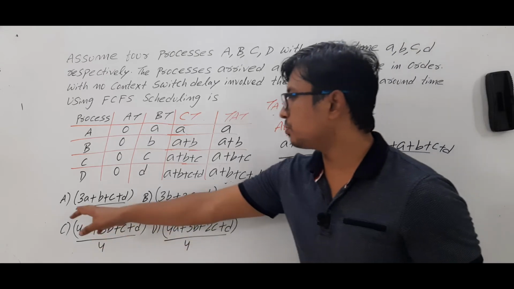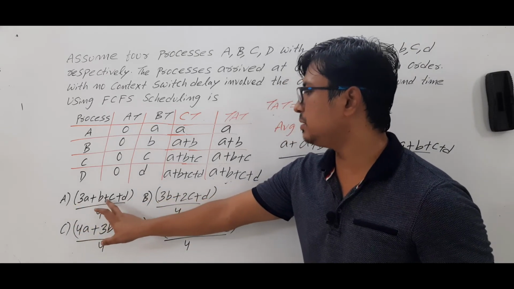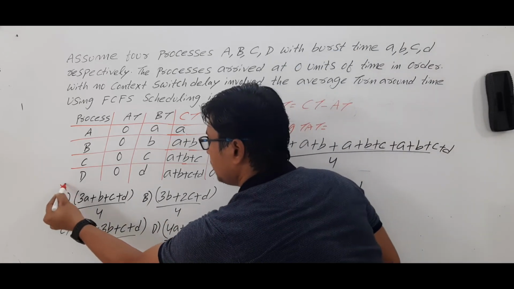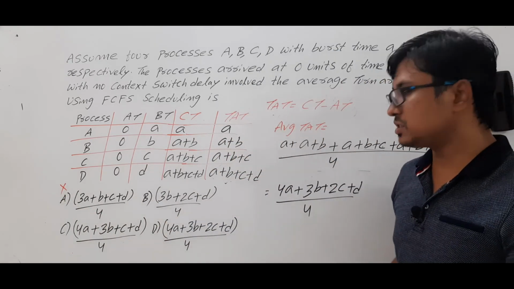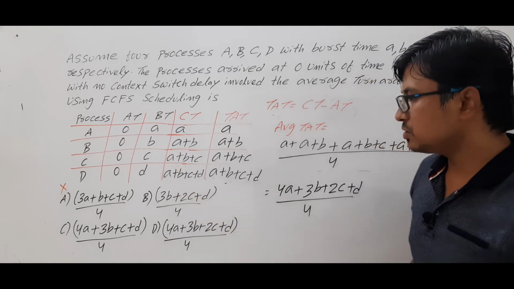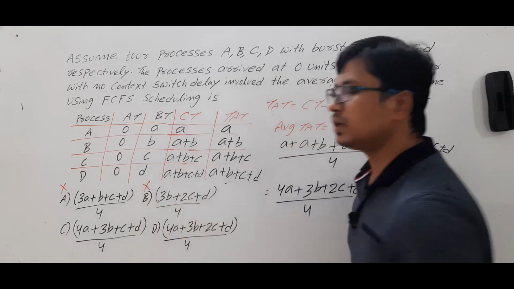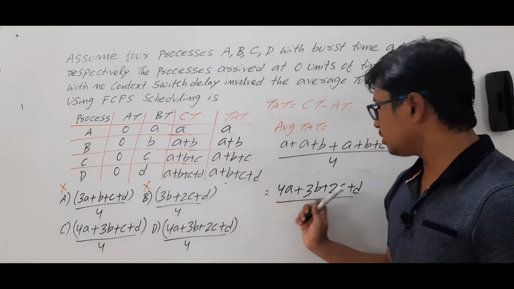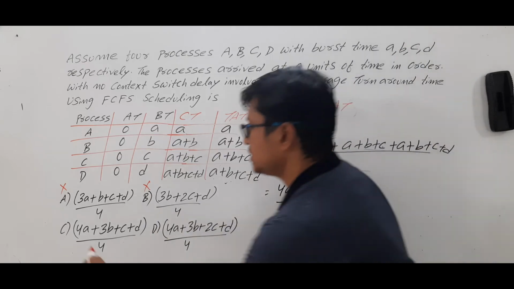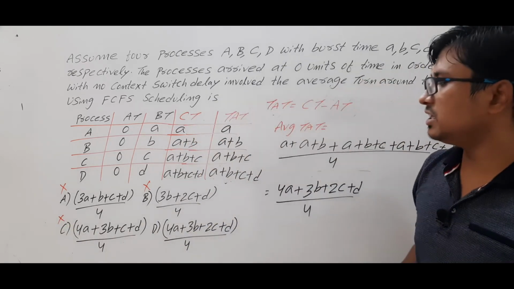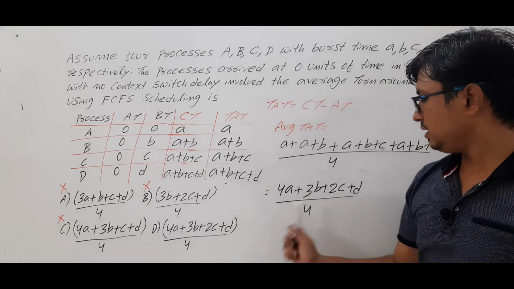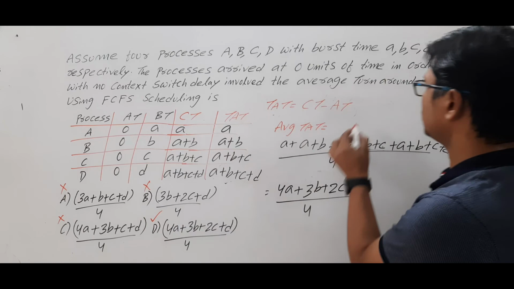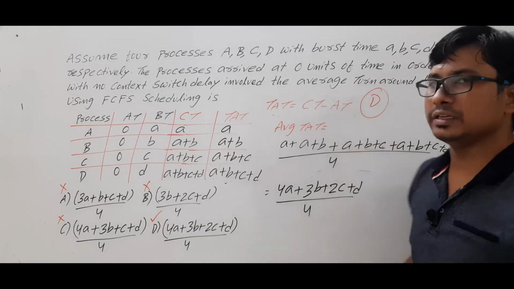Now look at each option. Option A is saying 3a plus b plus c plus d, which is wrong. So option A is not correct. Option B is 3b plus 2c plus d. There was no a. So option B is also wrong. Look at option C, 4a, okay, 3b, okay. We got 2c but they have given c, so that is also wrong. Now look at option D, 4a, 3b, 2c plus d by 4. So option D is correct for this question. So the right answer for this question is option D.